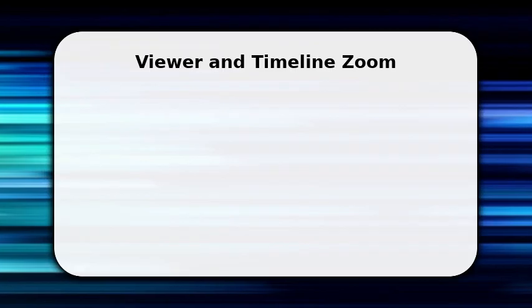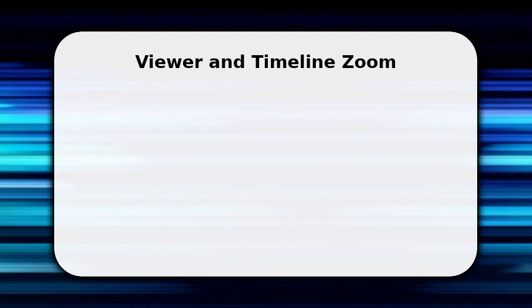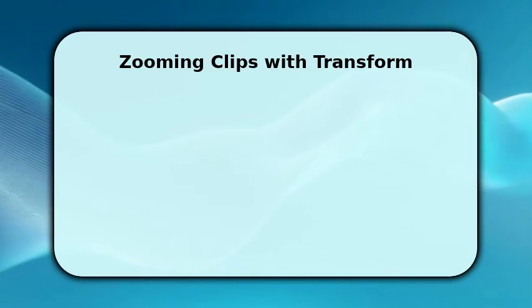Press Shift-Z to fit the entire timeline into the current window and assess your edit at once. Toggle between Fit and 100% to preview sharpness and framing before making scale adjustments. Select a clip in the timeline and open the inspector to access transform controls.